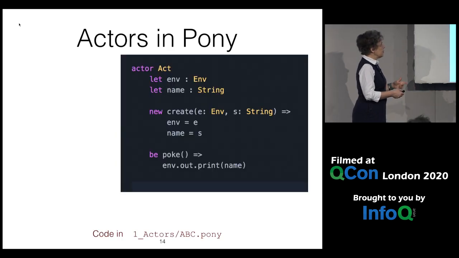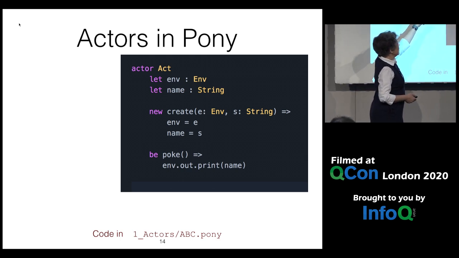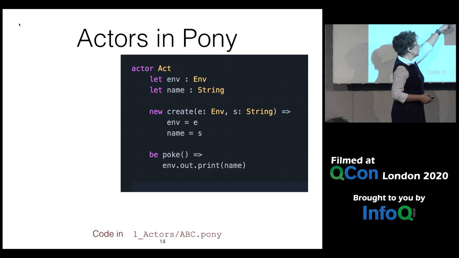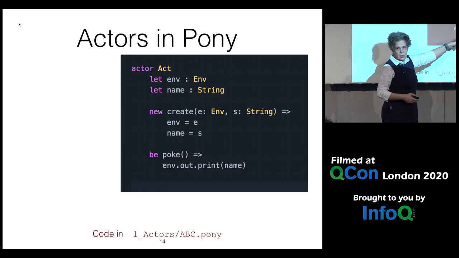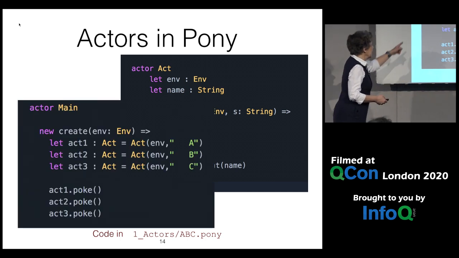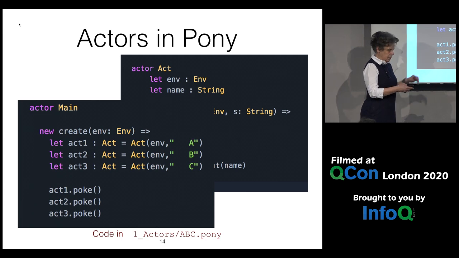So here is an example of an actor in Pony. It has got two local variables, two fields, name and environment. This is the constructor, and it has got a behavior. When it gets poked, then it asks the environment to print its name. And here is the main program that creates three actors and then pokes them.